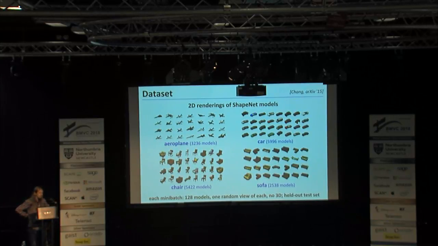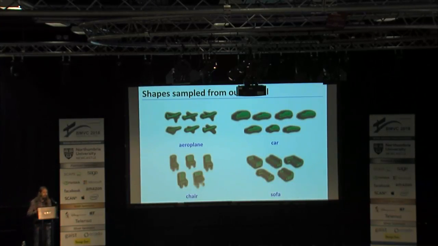Okay, moving on to our experiments. We use the ShapeNet dataset as a source of data, but we render images from that, and we discard the 3D shapes after rendering the images to produce training data. So we don't train using the 3D shapes, we just keep them to evaluate on. And we use 4 classes from ShapeNet: car, aeroplane, chair, and sofa.